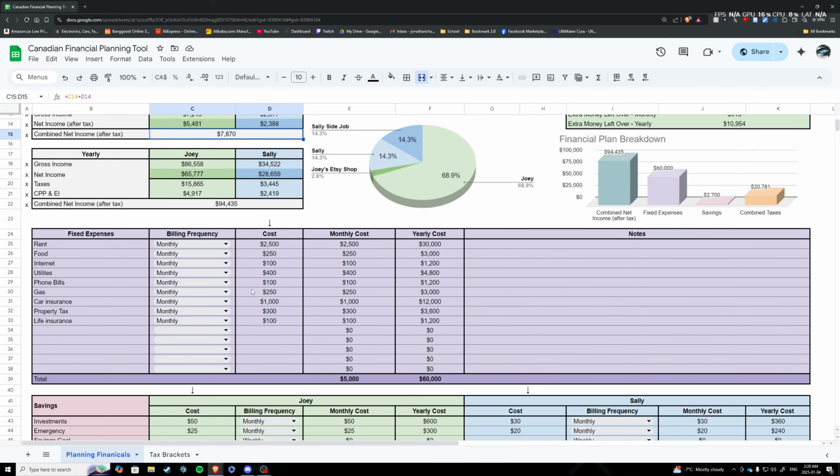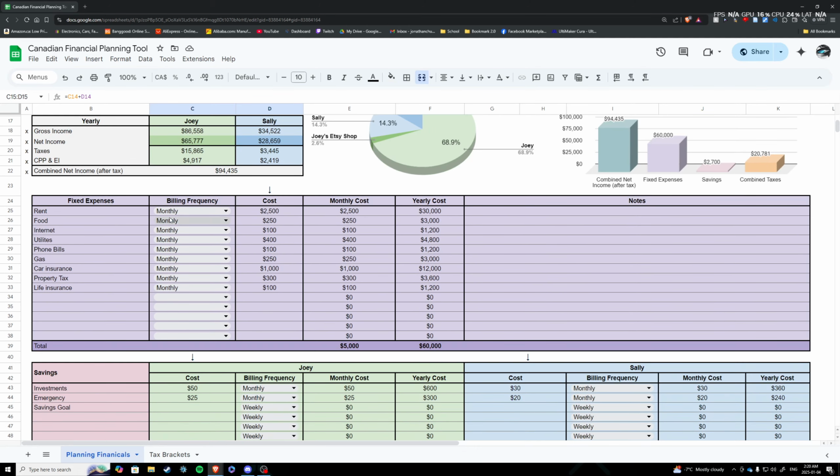Alrighty. So going down, we have our fixed expenses. We have our rent, our food, our internet. You get the idea. You can change the billing frequency between weekly, bi-weekly, or monthly. Then you can put your costs here for each of those on whatever basis you want.